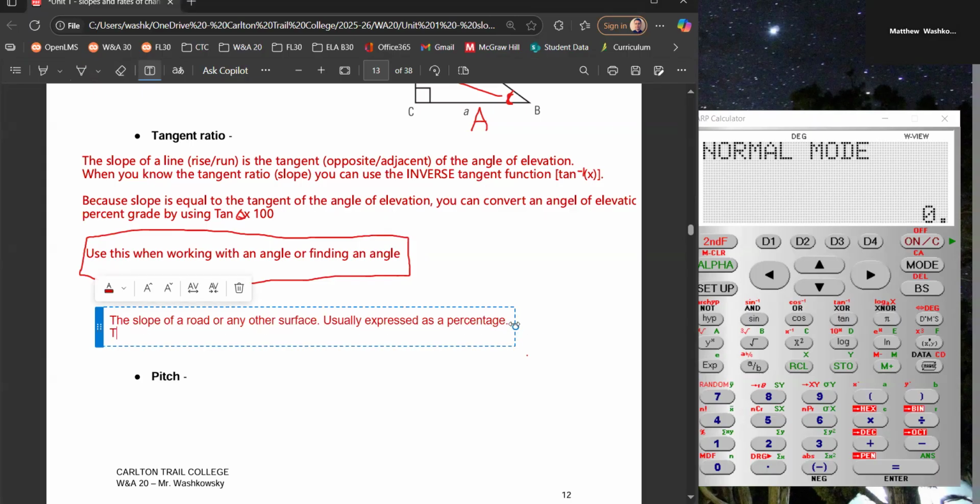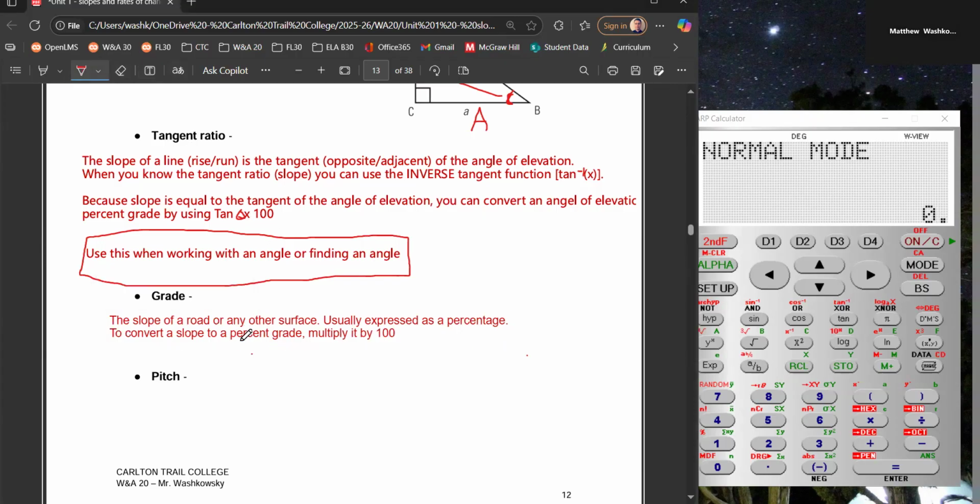So with slope, we know how to find slope, right? Rise over run. To convert it to what we call percent grade, we just multiply it by 100. So if I want to go from slope to percent grade, I multiply it by 100.